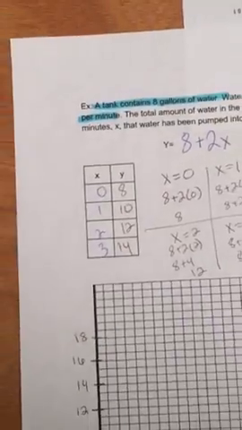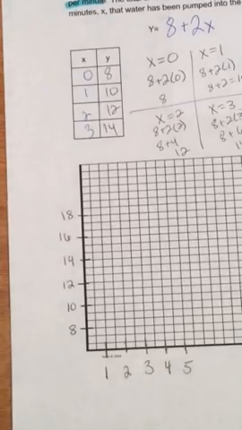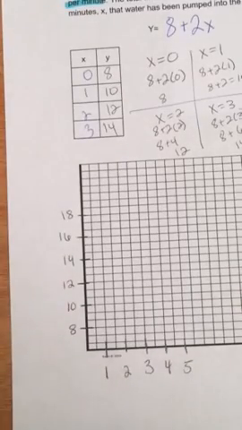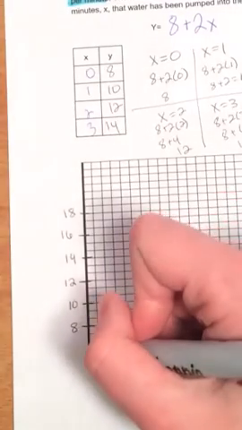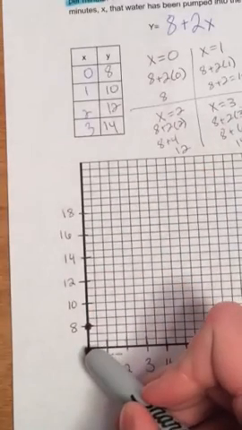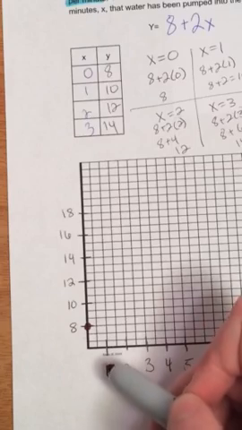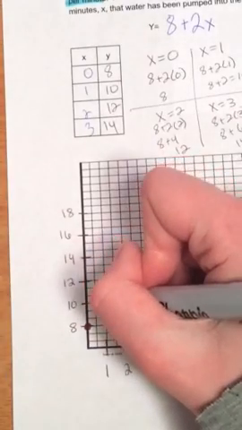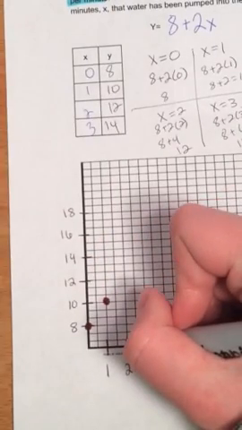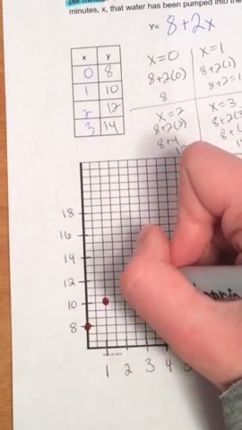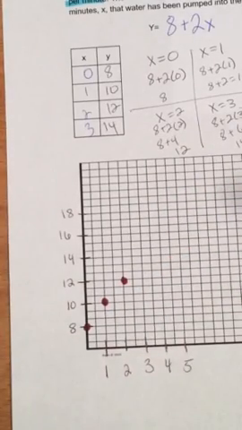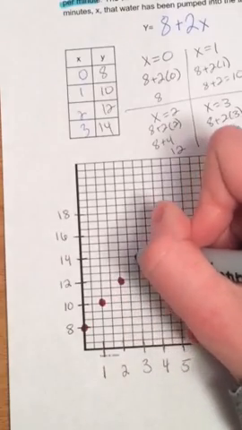Okay. And again, I'm going to plot these on my cute little map down here, which again I've labeled. Again, I skipped a couple lines in between each one. So that way it'll all work out, okay? So at 0, I'm at 8. So I didn't go over any on my x's, just up 8. 1 goes to 10 here. 2 goes to 12. And 3 goes to 14.